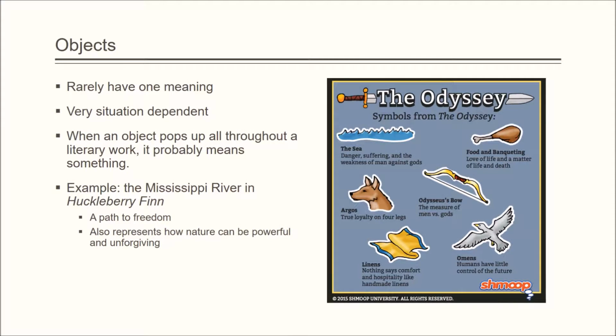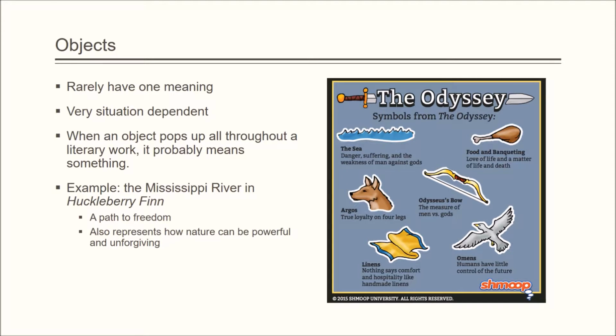The first type of symbols that we're going to talk about are objects. And so when you see some sort of object poking up throughout a literary work, it probably means something. And it usually doesn't mean just one thing. And it's really situation dependent. And so the type of symbol really depends on the context of the work.